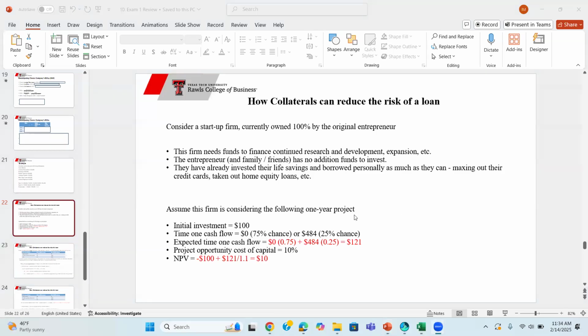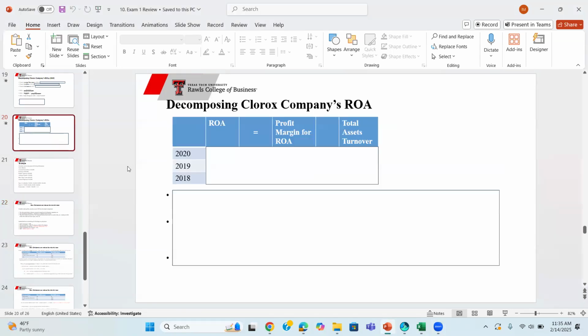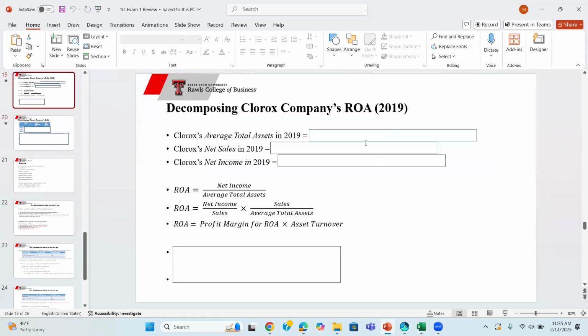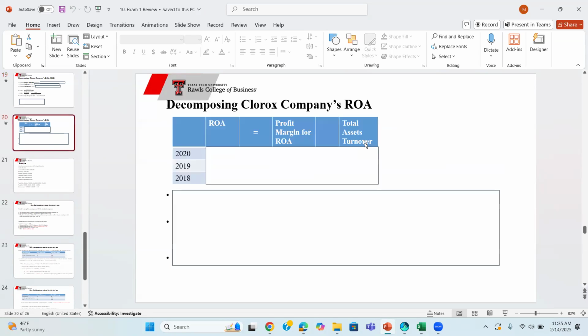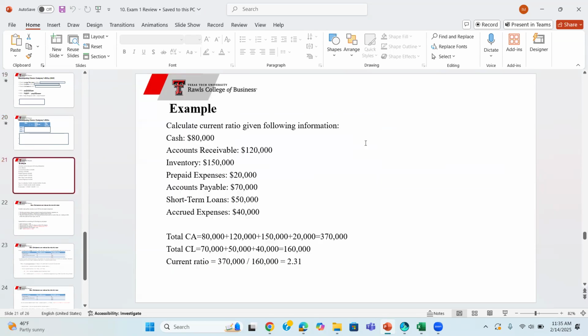Hello everyone. So this is our last question for midterm one review, and in the earlier video I posted, I covered how you can calculate return on asset and decompose return on asset. And in our lecture videos, I went through the questions you need to practice more for exam one.